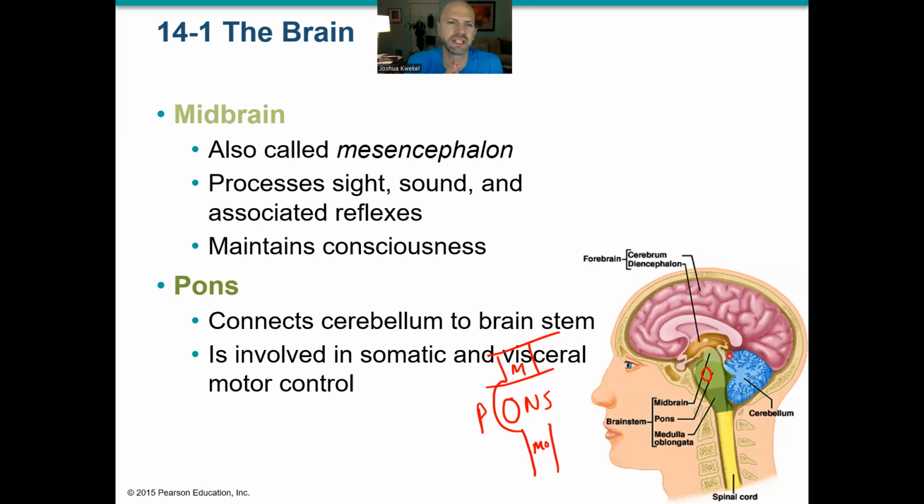Okay, so it's kind of interesting. We don't smell in stereo, we don't taste in stereo, but we see and we hear in stereo. Okay, or binocular. So that's interesting.